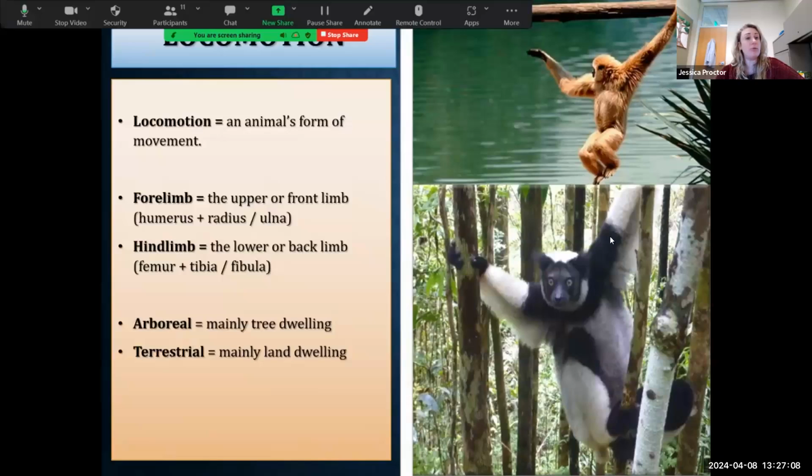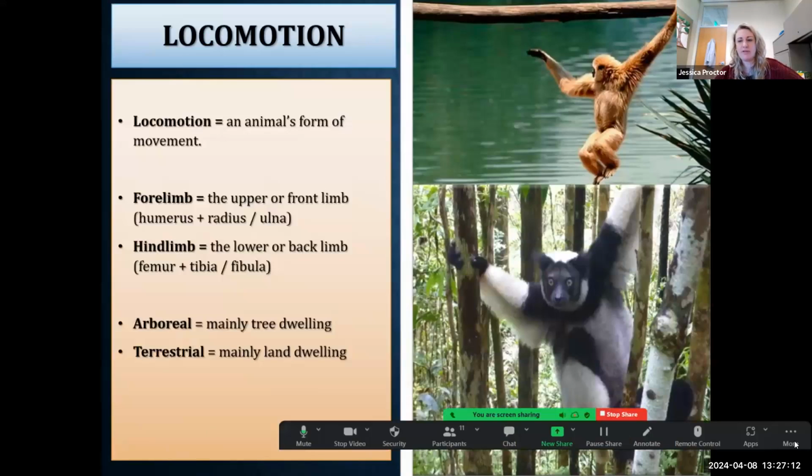And now we're going to talk about locomotion. So this term locomotion just simply means movement. How is that primate predominantly moving to get from point A to point B? So it's a little bit more vocab to get out of the way.